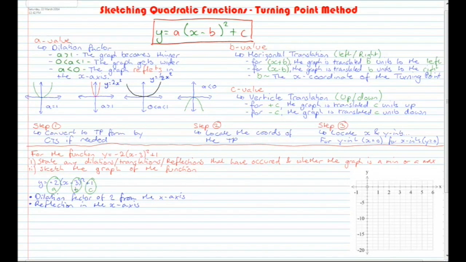Okay, coming over to our B value now, well what's occurred? Well, it's been translated 3 units to the right because of the negative here. So, translated 3 units to the right. And our C value, well that's moved the graph up 1, so it's been translated 1 unit up. And the last part of the question there says state whether it's a maximum or a minimum. Now because it's a negative graph, the graph's actually going to look like that, so therefore it has a maximum turning point and is a maximum.